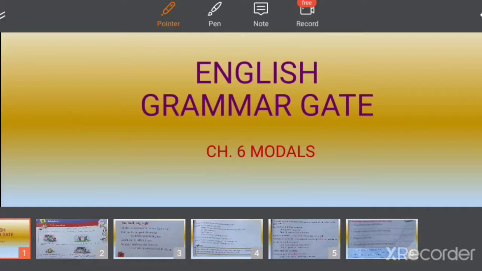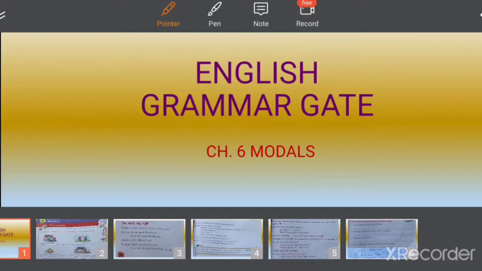And do you know they have some characteristics? They never change their form, meaning you can't add s or ed or ing to these verbs. They are always followed by an infinitive without to. That is the bare infinitive. I hope you know very well what a bare infinitive is. You have already learned it in 6th standard.